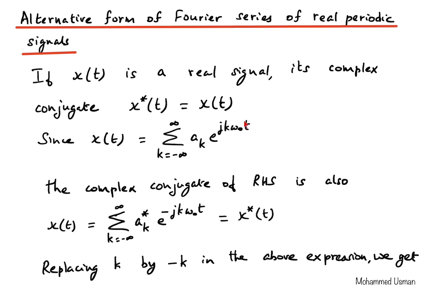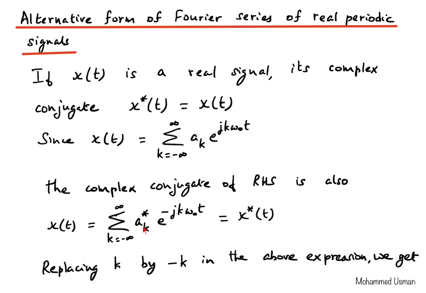Since our Fourier series representation is given as this, the complex conjugate means we have to take the conjugate of all the terms in the summation. For ak, the conjugate will be ak star, and for e power j k omega naught t, the complex conjugate is e power minus j k omega naught t. That's something you are familiar with, right? And that should be equal to the original signal x of t itself, because x star of t, which is the complex conjugate of x of t, is equal to our signal x of t, because x of t is a real signal.